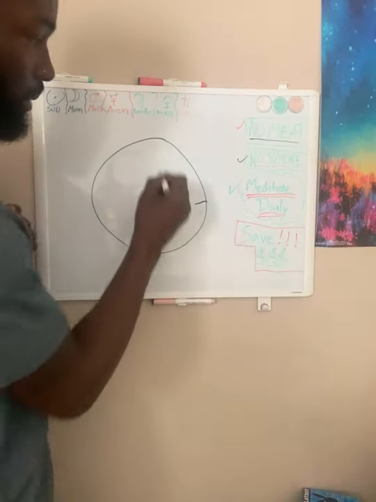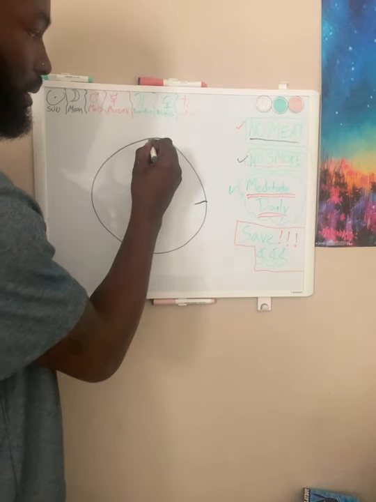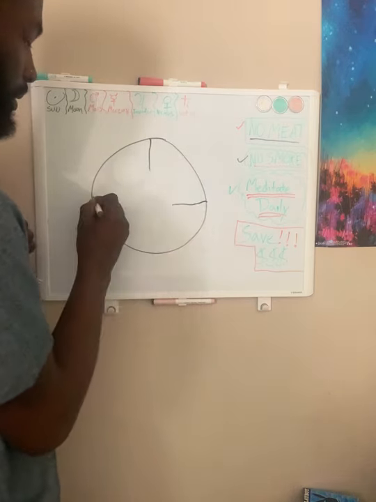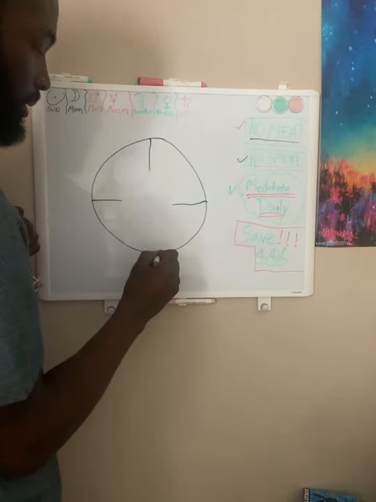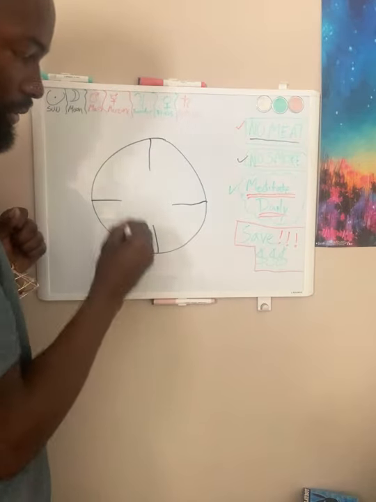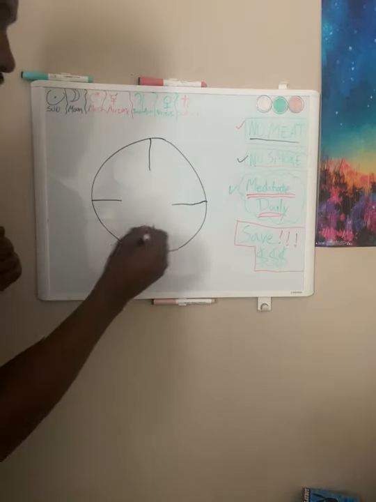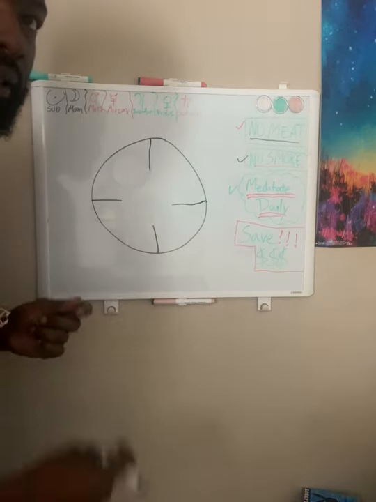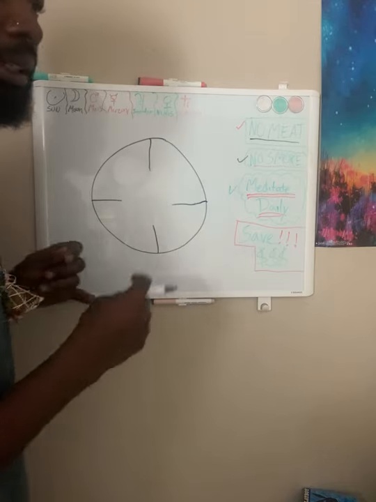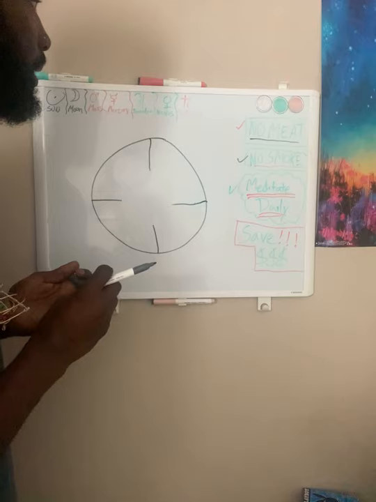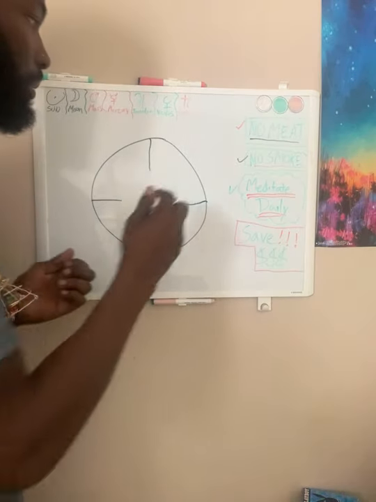I'm going to set it up through the quadrants first. Okay. As you see, we have four different quadrants. And in each quadrant, there are three houses, three zodiacs, okay? Three divine numbers, three directional points. Here we go.